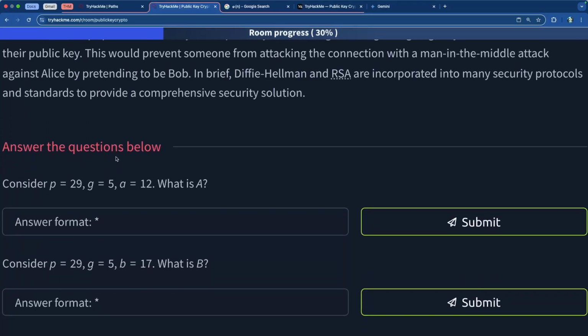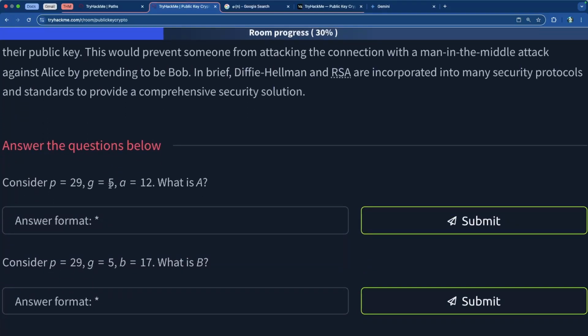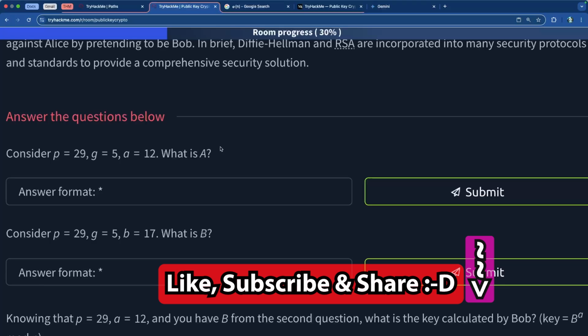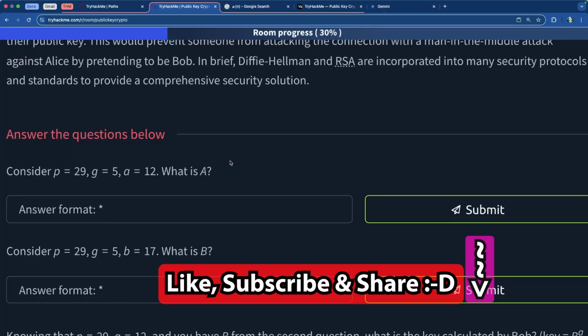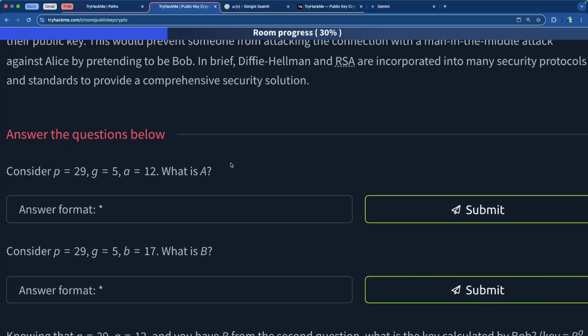Okay, so consider P equals 29, G equals 5, and A equals 12. What is A? So let's see if I can try to figure this out. Okay, so here's what I did. I needed to, first of all, remind myself of what that mod thing stood for, which is the modulo, which is calculating the remainder of the number, which is what we learned in the last video.